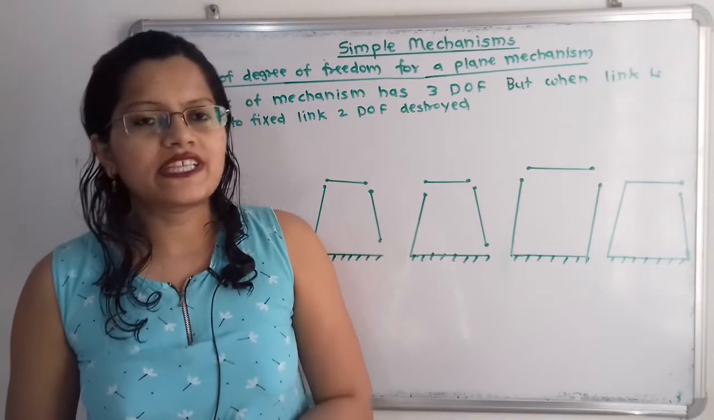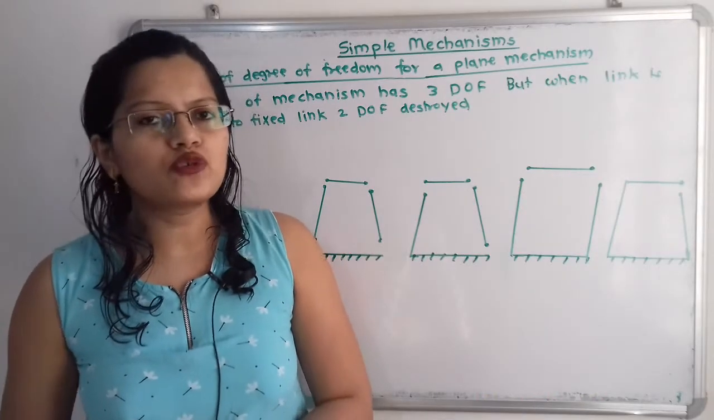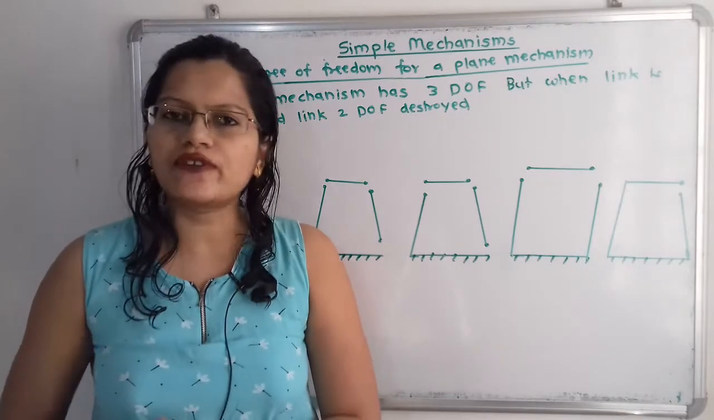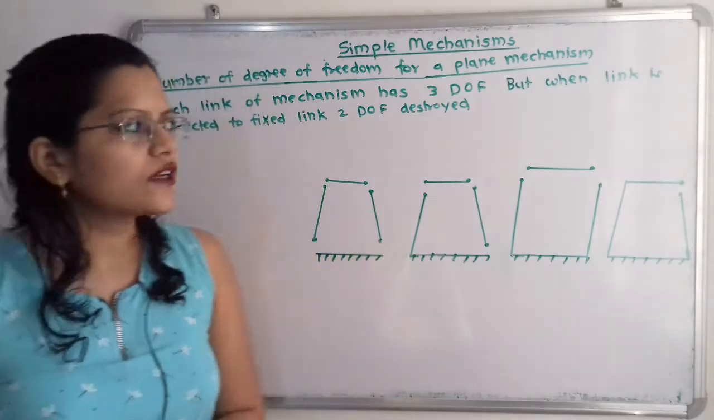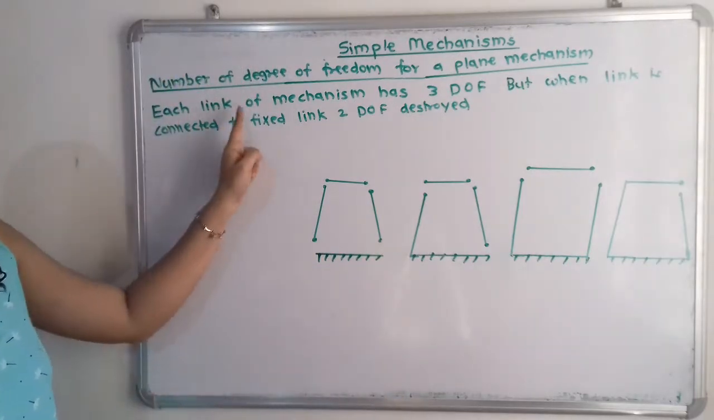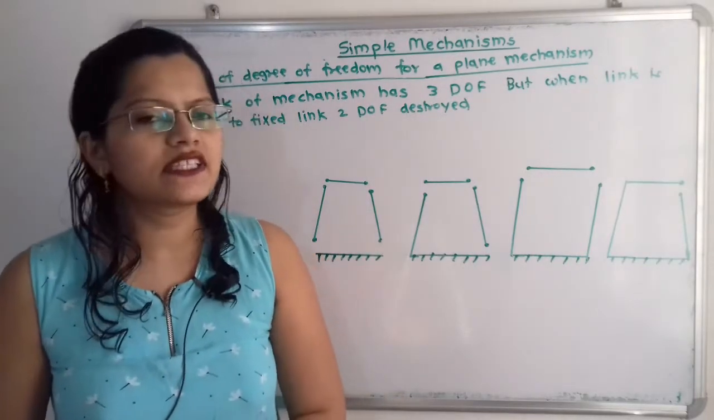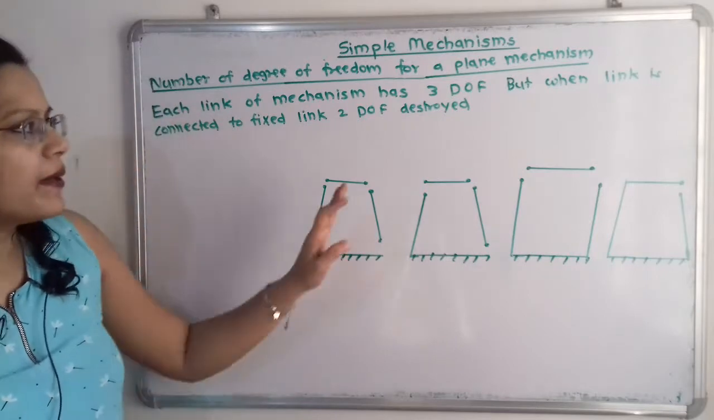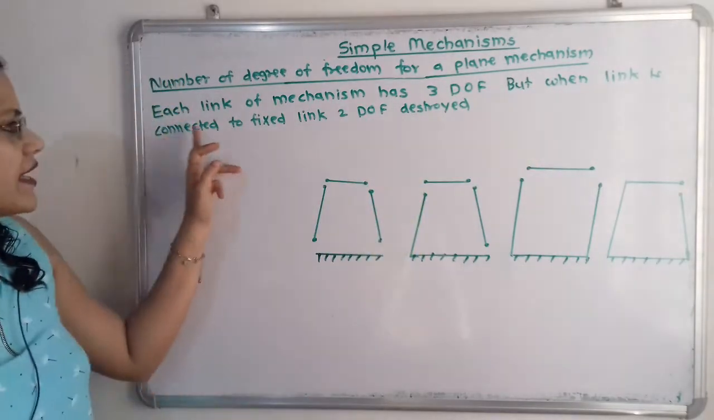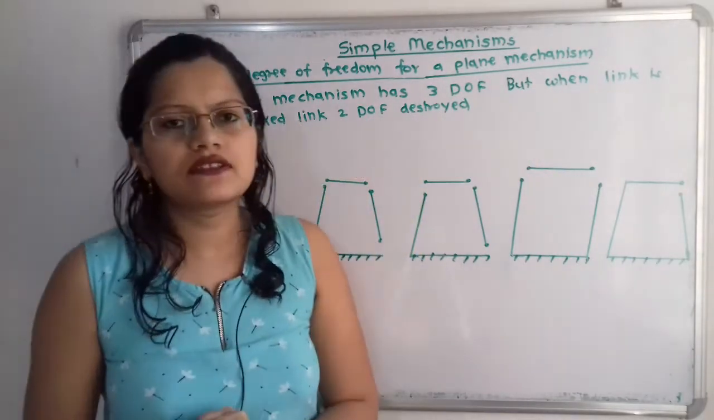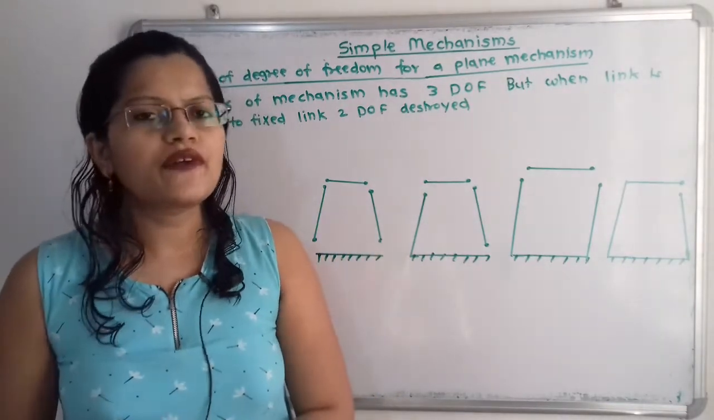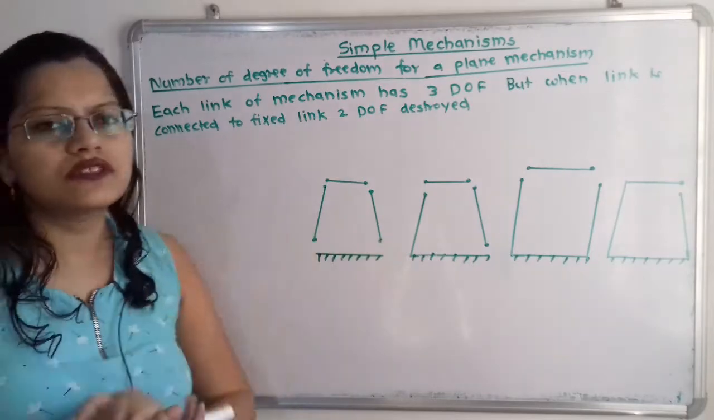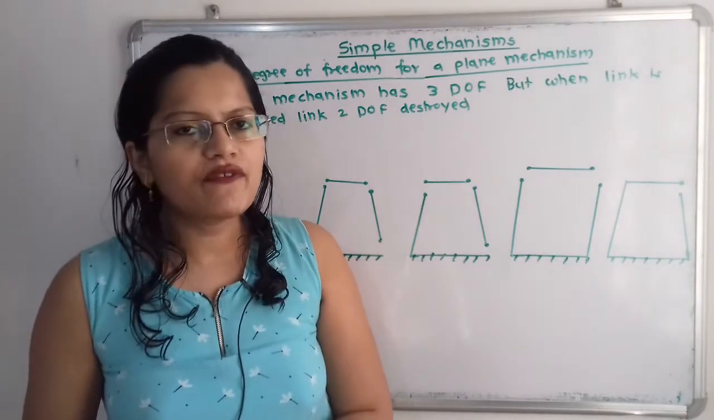Now we will move to the second point, that is how to decide the number of degrees of freedom for a plane mechanism. So there is one important rule, that is each link of a mechanism has 3 degrees of freedom. But when the link is connected to a fixed link, 2 degrees of freedom are destroyed. So now we will apply this rule to some diagrams.